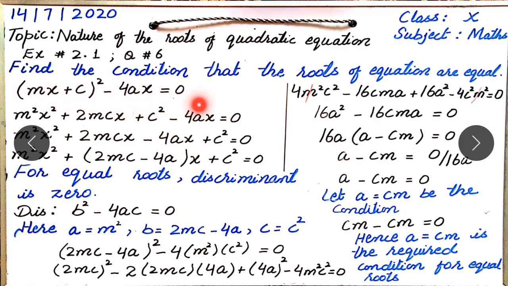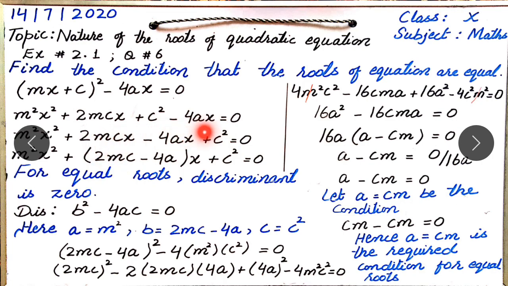Here we can see that the equation is written. First of all, we have to verify whether the equation is written in standard form or not. Here we can see that this is not written in standard form, so we have to convert it. (mx plus c) whole square can be a formula of (a plus b) whole square. So this is a square, this is 2ab, and this is b square, and 4ax is written as it is.